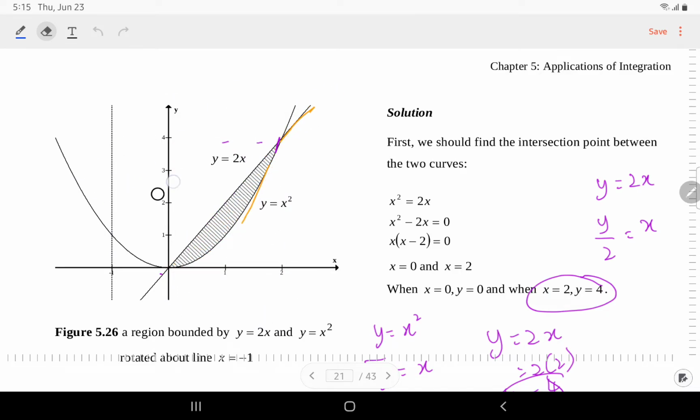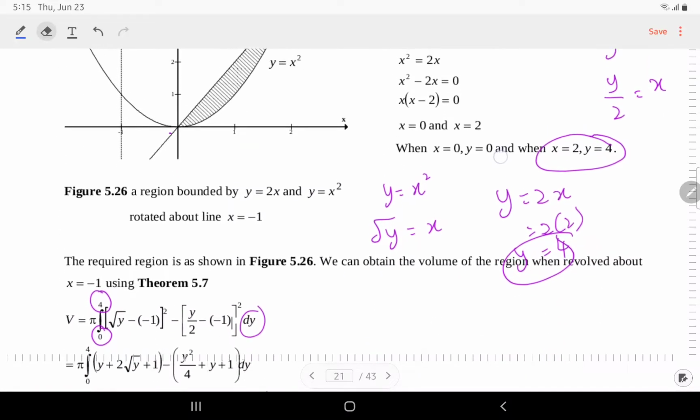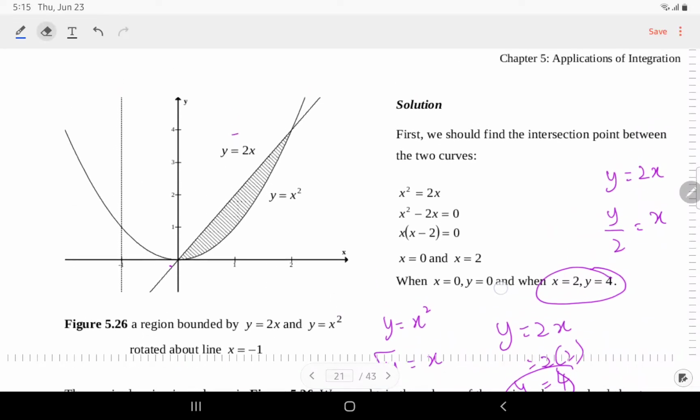Last time we solved this question using the washer method. But this time we want to use the shell method. First we analyze where the axis of revolution is and where the shaded region is. This is the shaded region, and this is the axis of revolution, located at the left side of the shaded region.